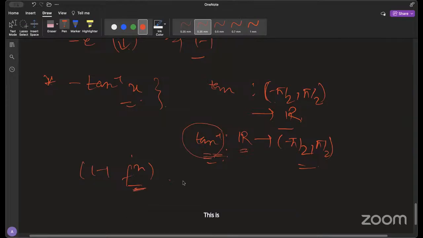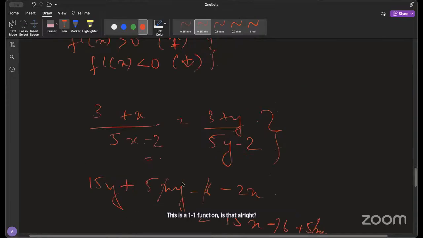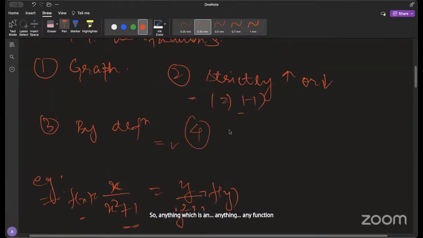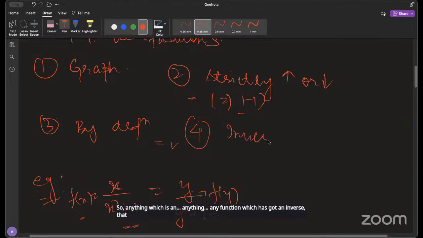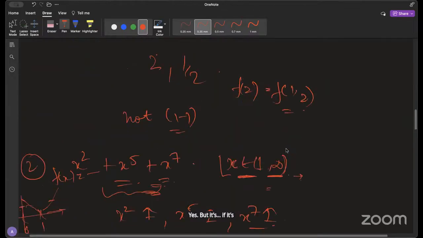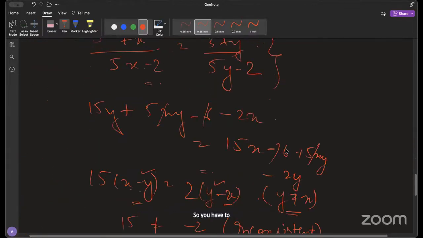This is a 1-1 function. You can add one more thing to the list: any function which has an inverse means the original function is 1-1. But there are conditions here, so you have to be very careful of the domain and codomain.